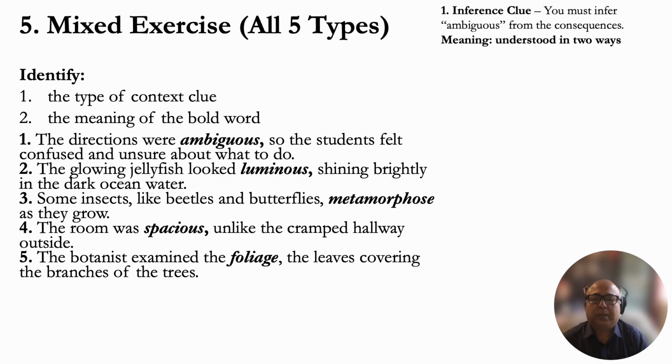Okay, the first one is an inference clue, right? Ambiguous. What is ambiguous? Ambiguous is something that is confusing, that can be understood in two different ways. Because the word has two meanings. Let's say a teacher or professor gave you writing directions, but the directions were so confusing, so ambiguous, that the students were confused. They did not know what to do. They're like, I don't understand this, right? What do you want me to do, professor? I'm confused. So, because the instructions could be interpreted in two different ways.